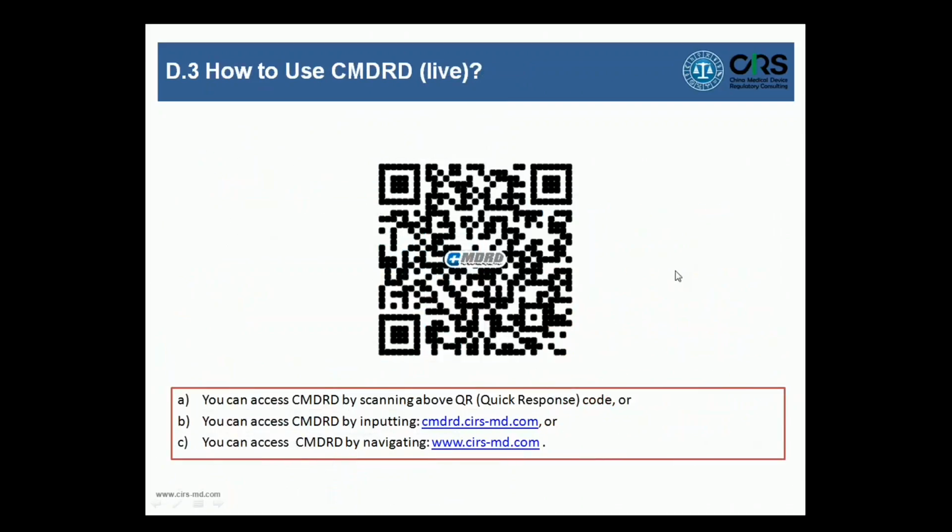So, to access the CMDRD, you can just scan the quick response code above with your phone, or you can access the CMDRD by inputting our website. It's very easy to remember: cmdrd.sears-md.com, or you can access it by navigating the main website, www.sears-md.com. Okay, we just have a very short show of how to use the CMDRD.